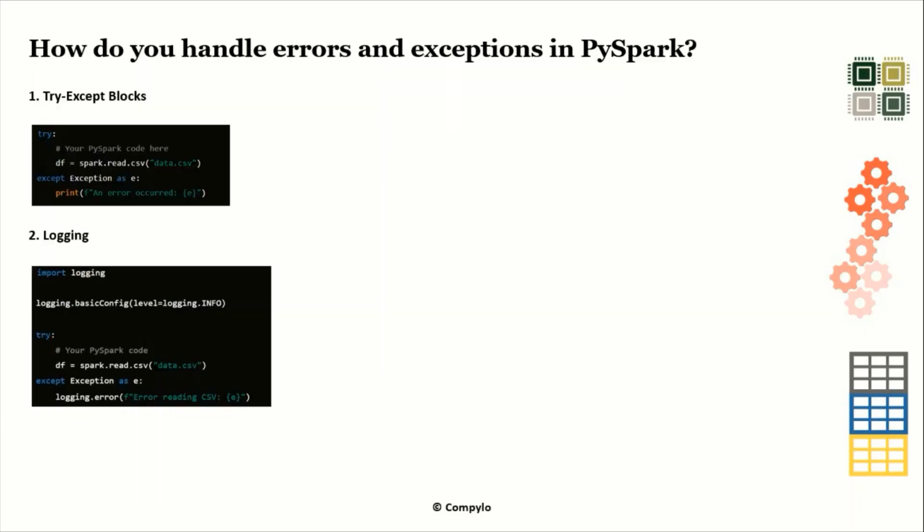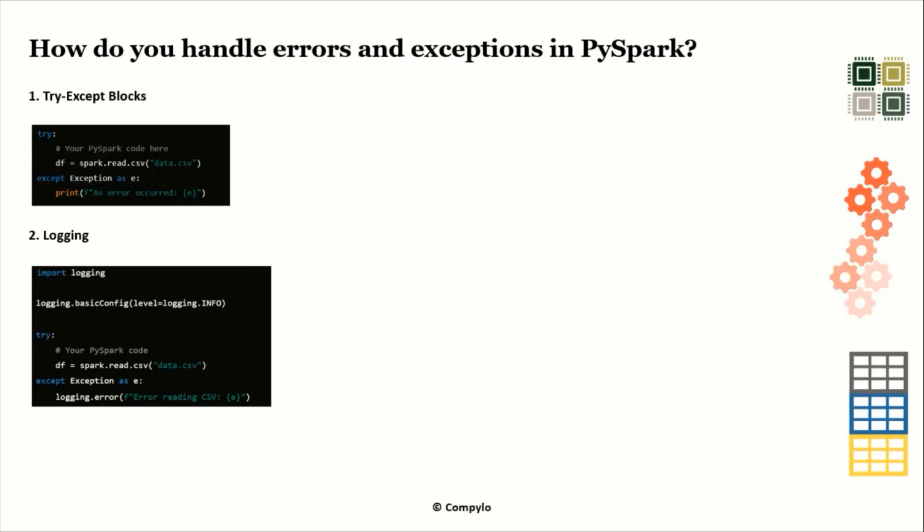Next question is, how do you handle errors and exceptions in PySpark? Handling errors and exceptions in PySpark is crucial for building robust applications. Here are some common strategies and practices to effectively manage errors in PySpark. The first one is the try except block. As you can see on the screen, use a try except block to catch exceptions in your PySpark code. It is similar to how you handle exceptions in standard Python. So at first we try our code and then we write the exception for it.